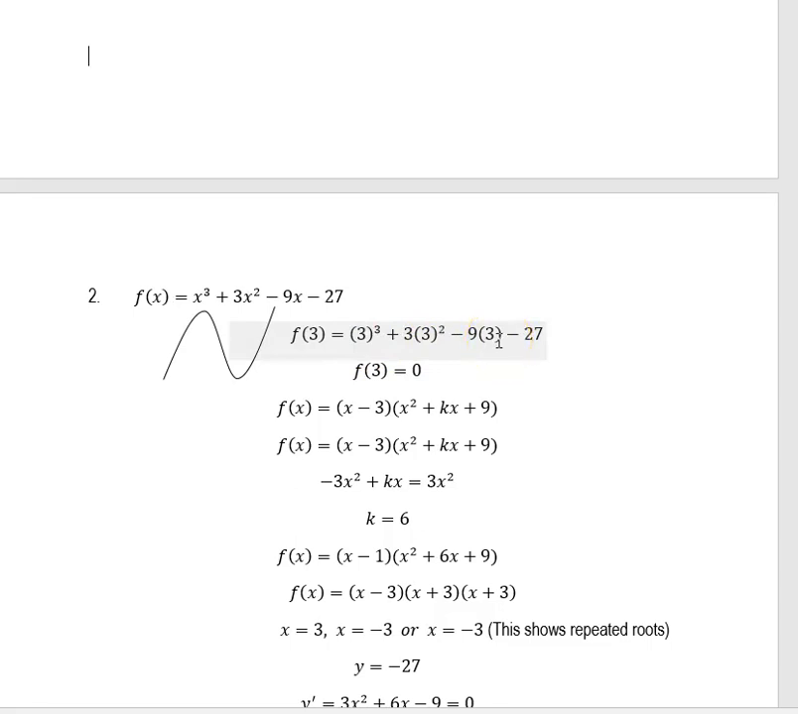3 is the value of x that will make that equal to 0. So it means my first x-intercept will be x equals 3, or you can say x minus 3 is a factor.